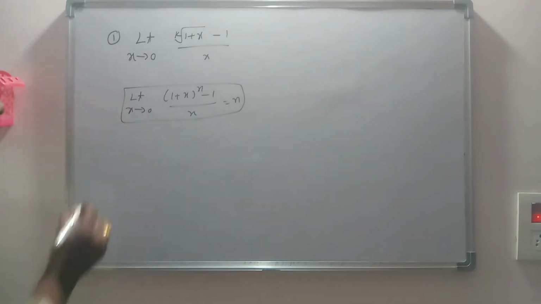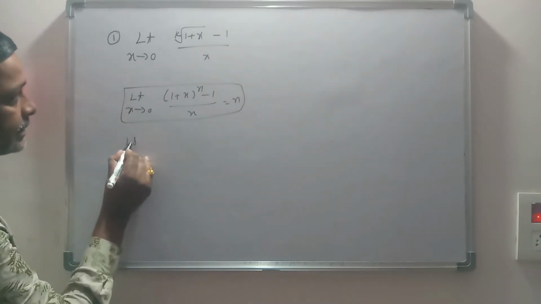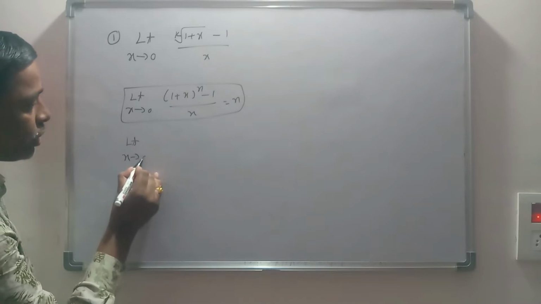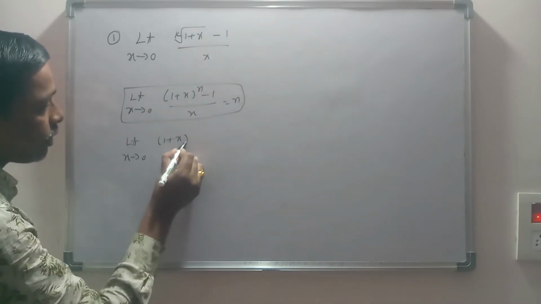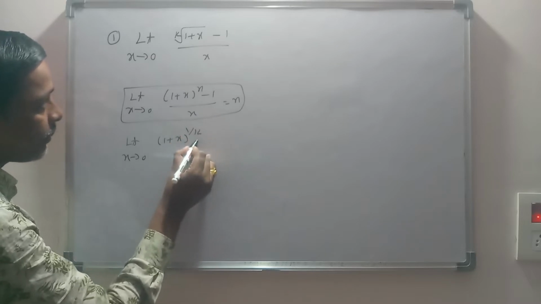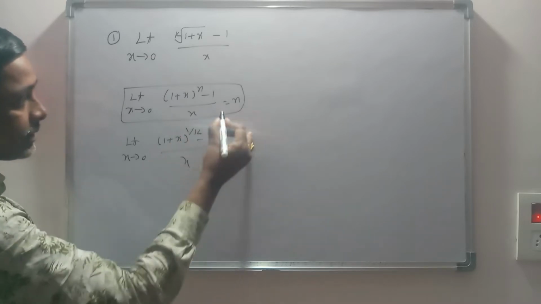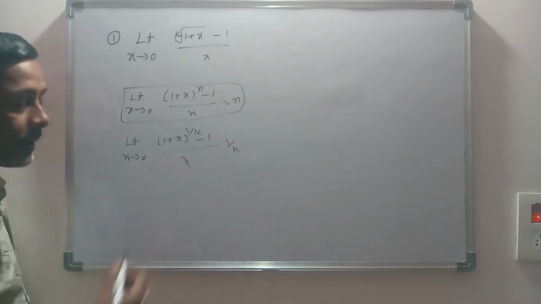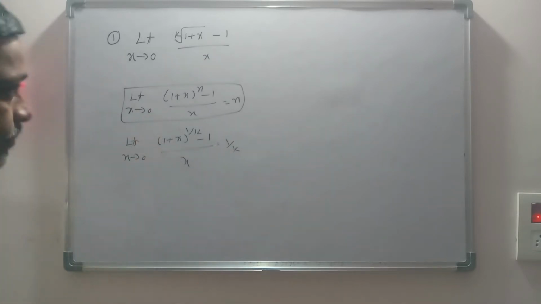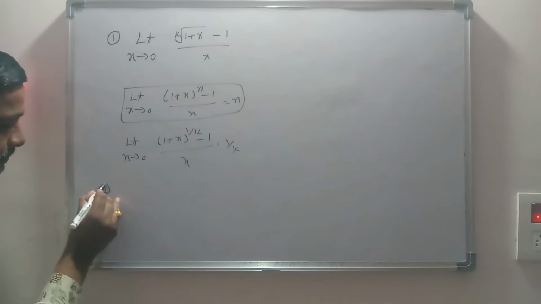How to write this problem? Limit x tends to 0. This can be written as (1 plus x) whole power 1 by k minus 1 by x. The two are the same method. That is, the answer is 1 by k using this formula. Second one.